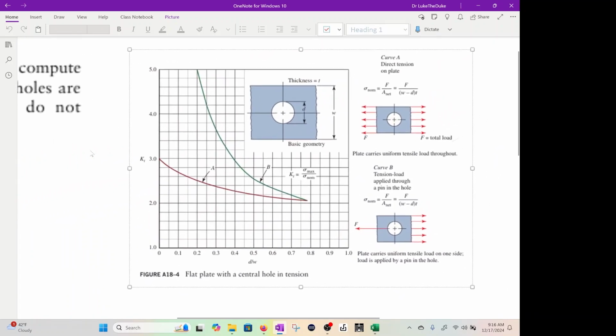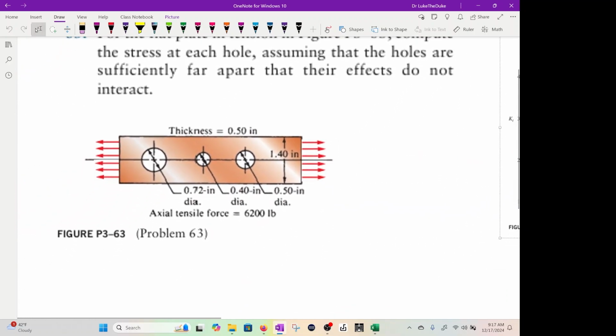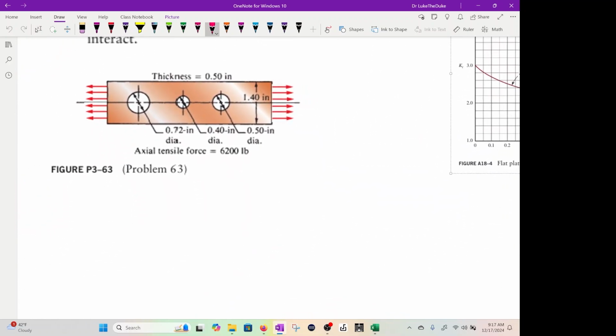If I zoom in here, we have 2 graphs. Curve A is for direct tension on a plate, and curve B is tension load applied through a pin in the hole. We're not doing that right now. So you see the sketches. We're looking at curve A. But let's go ahead and calculate. How do we do this?